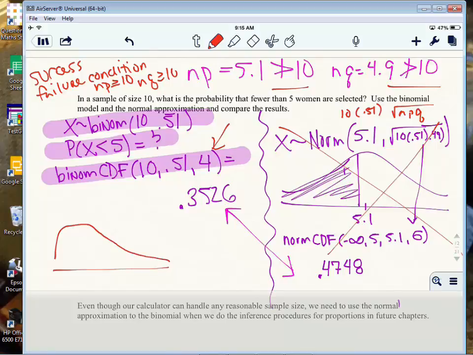So even though our calculator can handle any reasonable sample size, we need to use normal when we do inference procedures in future chapters. You guys don't care about that. So be careful. You always have to test the success failure condition, okay?